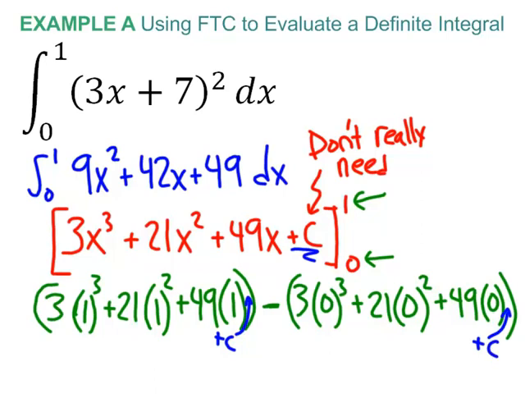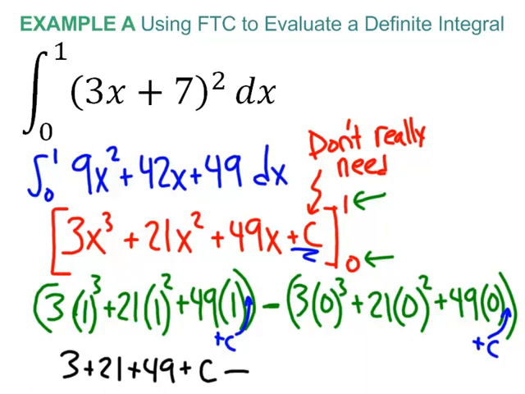And what that means is that in the end, when I just do this arithmetic, I've got 3 plus 21 plus 49. Don't forget to distribute that negative. Plus c, right? And when I distribute the negative, I get minus 0, 0, 0. But then that second plus c over here becomes a minus c.